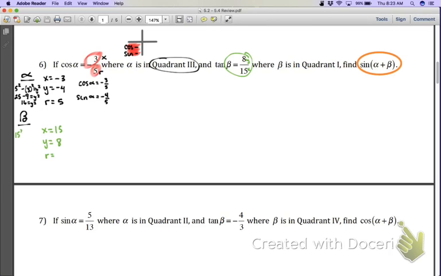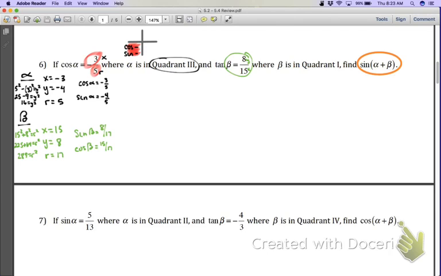So I'm just going to do the Pythagorean theorem again. 8 squared plus 15 squared equals r squared. So I have 225 plus 64 equals r squared. So I'm at 289. So r is 17. Again, I'm going to write sine of beta and cosine of beta. So sine of beta is just going to be 8/17. Cosine of beta is going to be 15/17.